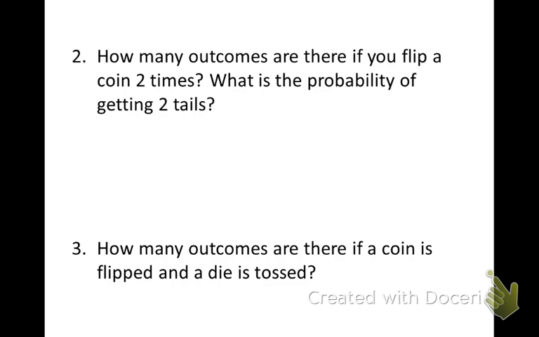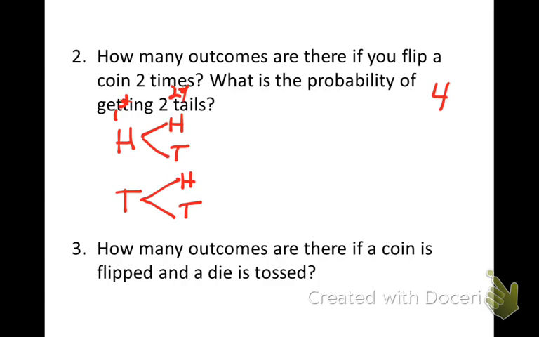Well, what could happen the first time? You could get heads, you could get tails. So that would be the first toss. Now we're going to toss again. Well, if we got heads the first time, we could get heads or tails on the second toss. So this represents the second toss. If we got tails the first time, we could still get heads or tails. So how many outcomes are there? There would be 4 outcomes, so that would be our first answer.